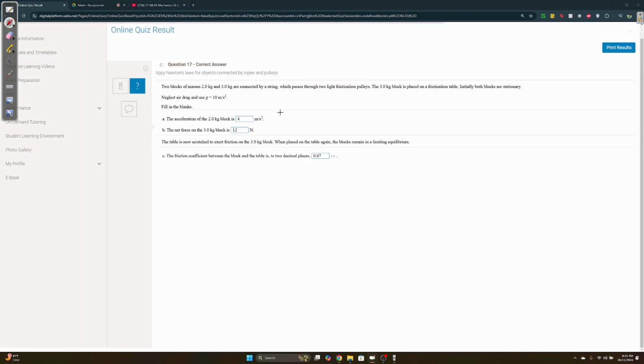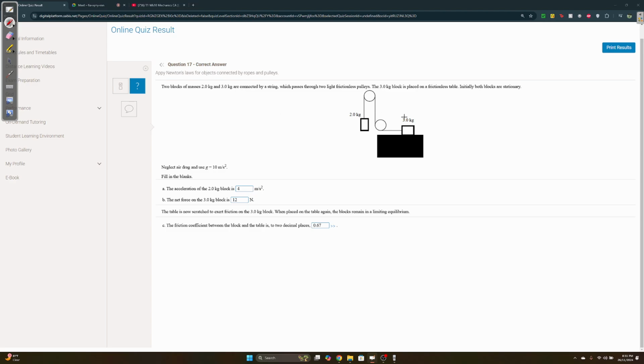Question 17. Two blocks of masses 2 and 3 are connected by a string which passes through 2 light frictionless pulleys. The 3 kilogram block is placed on a frictionless table. Initially, both blocks are stationary. What's the acceleration of the 2 kilogram block and the 3 kilogram block? Well, let's start with this one here, the 2 kilogram block. We're going to start with the FBD. Weight goes down, tension goes up.